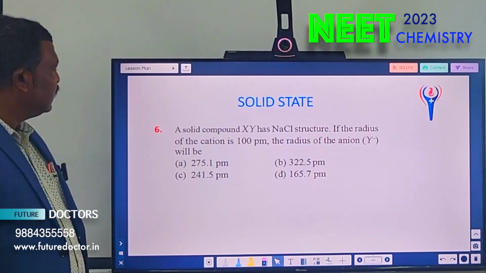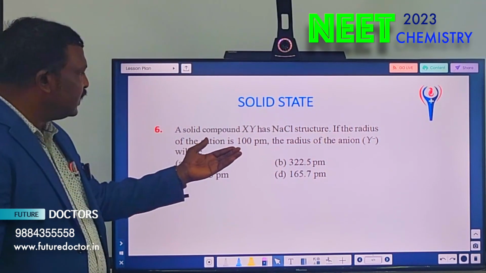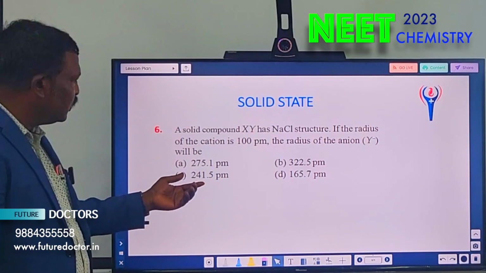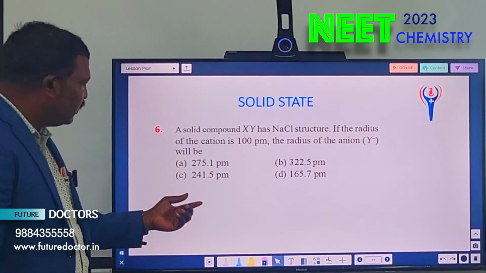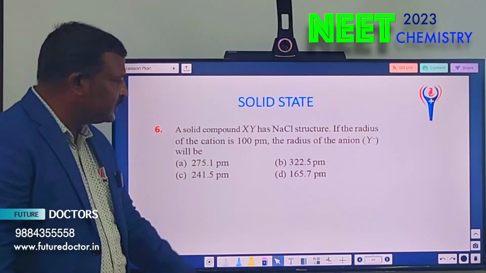Next one. Sixth one. A solid compound XY has NaCl structure. If the radius of the cation is 100 picometer, the radius of the anion Y minus will be what? Option A 275.1 picometer, option B 322.5 picometer, option C 241.5 picometer, option D 165.7 picometer.